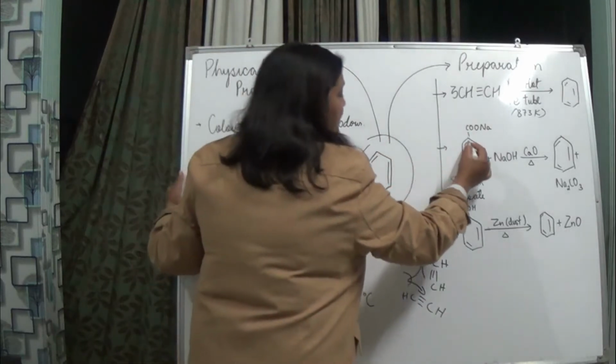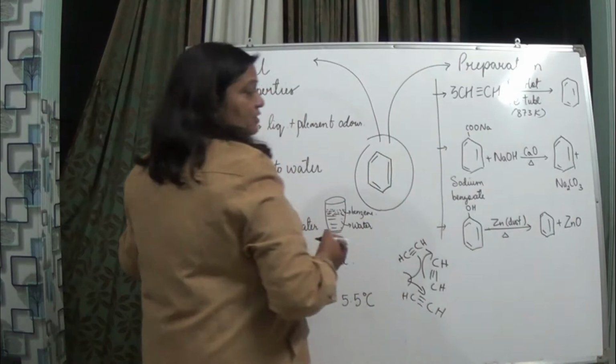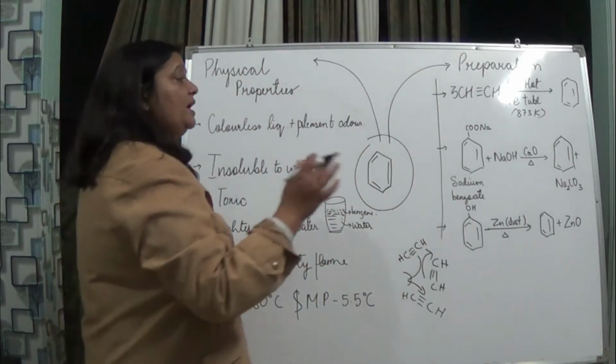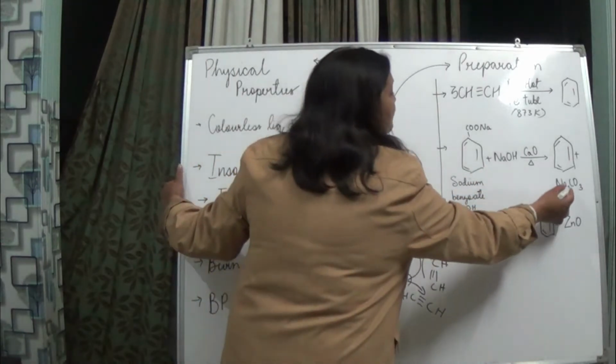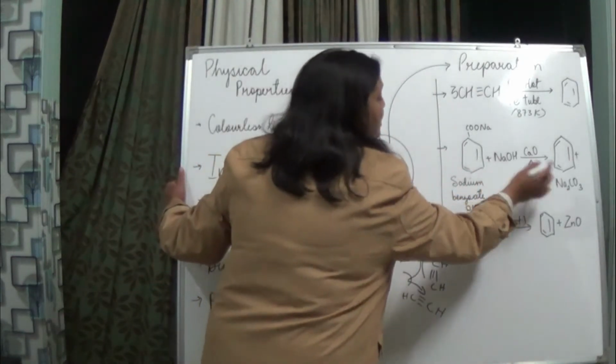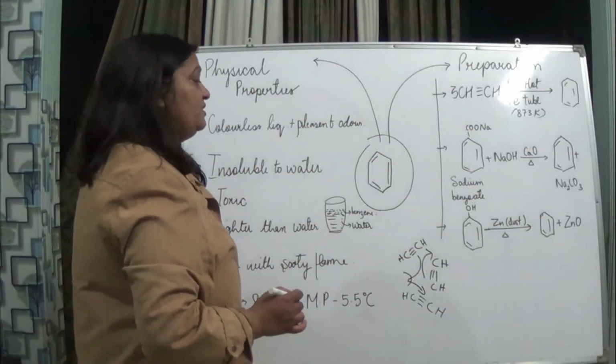Now we are taking sodium benzoate, adding NaOH to it in the presence of calcium oxide, and heating it. We are getting benzene, and sodium carbonate is released. So which reaction is this? Since Na2CO3 is being released, it is a decarboxylation reaction.